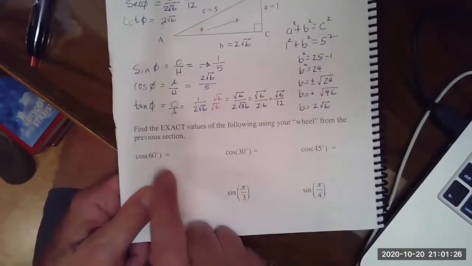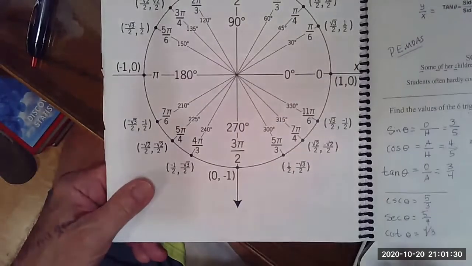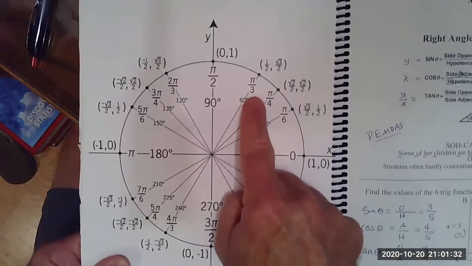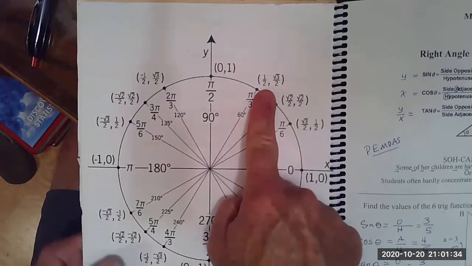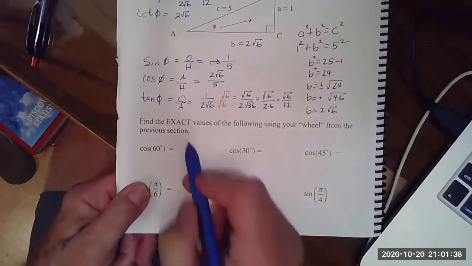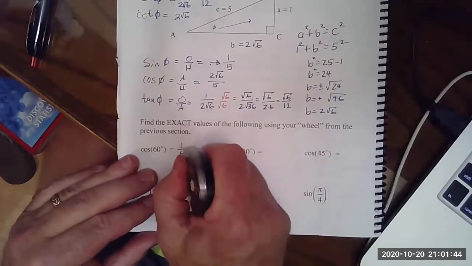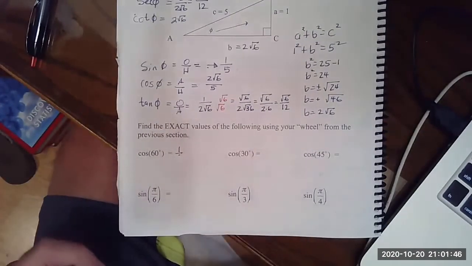First angle is 60 degrees. I want the cosine of 60 degrees. Here it is, and the cosine is the x value, so it's got to be a half. Cosine of 60 degrees is a half. I said a half and I wrote a 6. That was the weirdest thing right there. Okay, half.